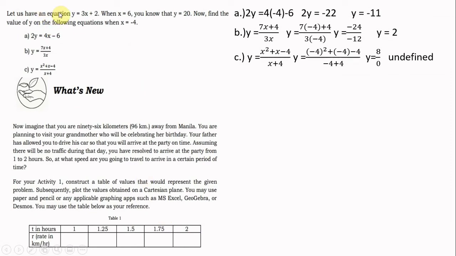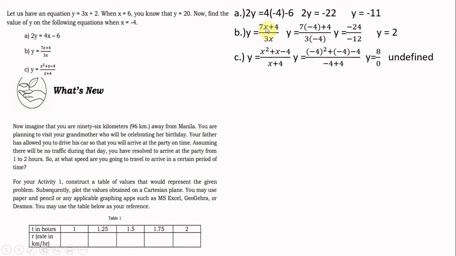Next, let us have an equation y equals 3x plus 2 when x equals 6. So find the value of y on the following equations when x equals negative 4. So all you have to do is substitute negative 4 for x. So what is the value? So 2y equals, substituting negative 4 for x, minus 6, so 2y equals negative 22. Then negative 22 divided by 2 is negative 11.